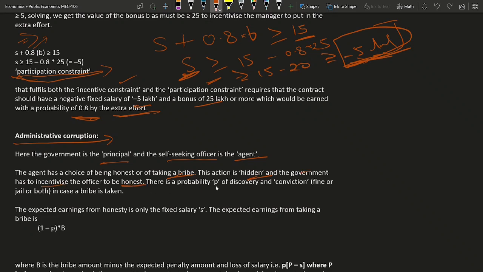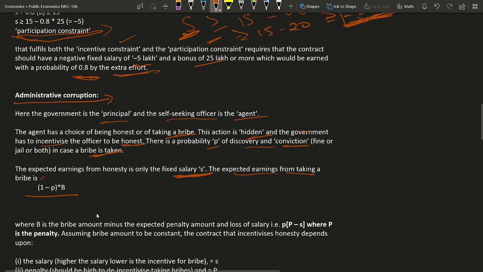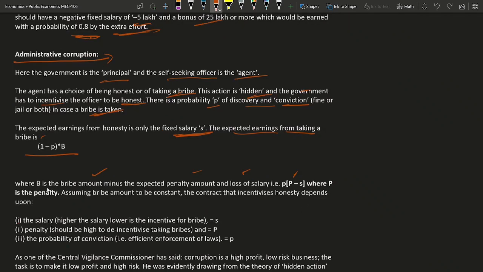So there is a probability P of discovery and conviction, with fine or jail or both in case a bribe is taken. The expected earnings from honesty is only the fixed salary and nothing extra the officer will get. The expected earnings from taking a bribe is 1 minus P, the probability of conviction, multiplied by B, where B is the bribe amount, minus the expected penalty and loss of salary. So this capital P is the penalty, which is in negative value, and S is the loss of salary. This gives us a clear picture.